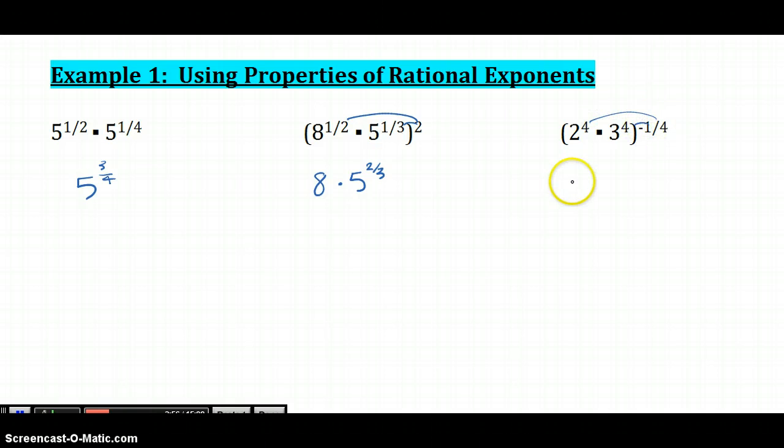Over here we do the same thing. You have a power to a power. So you have 4 times negative 1/4, which is just negative 1, times 3, and then again that's negative 1. To make those positive, put them in the denominator. And then since these both have an exponent of 1, you can just multiply, so it's 1/6.